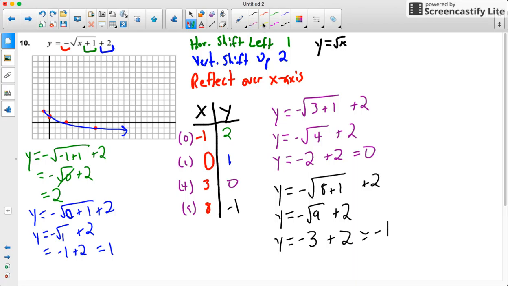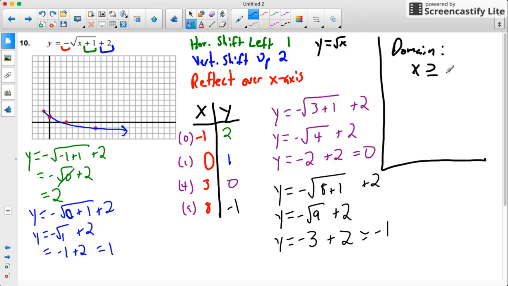Last thing I want to do before we finish is state the domain and range. The domain is all of my possible x values, and my x values go from this negative 1 onward. I have no x values to the left of this, so x is greater than or equal to negative 1. And finally, my range is all of my y values. Here my y values have kind of a ceiling. I've got nothing that goes above this line, so everything below this point is in my range. So y is less than or equal to 2.